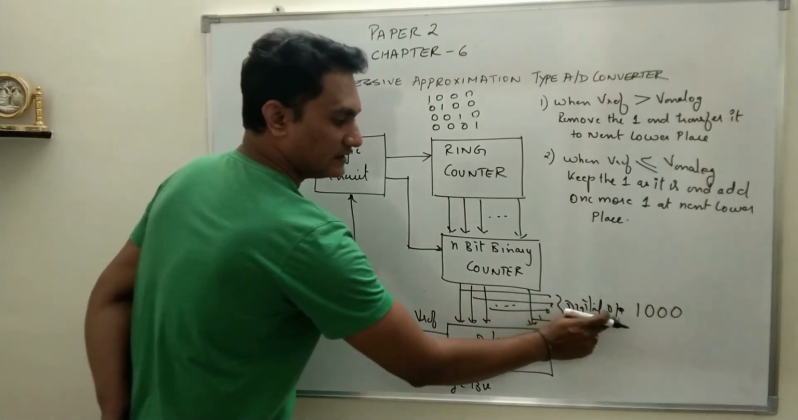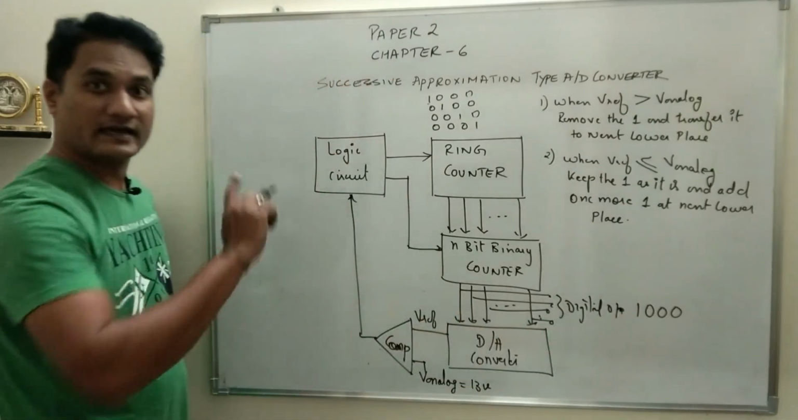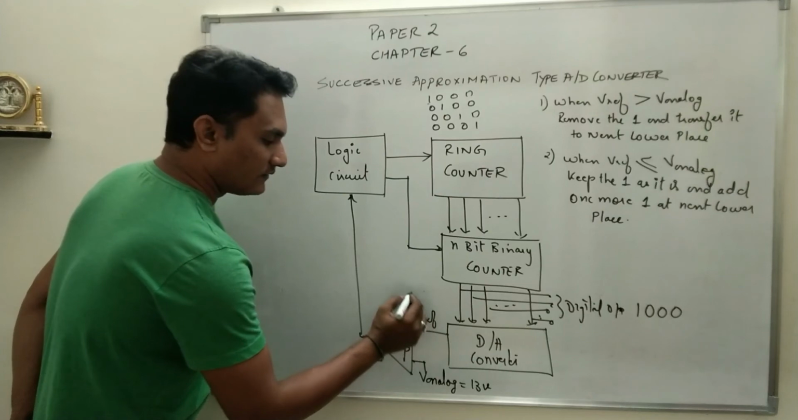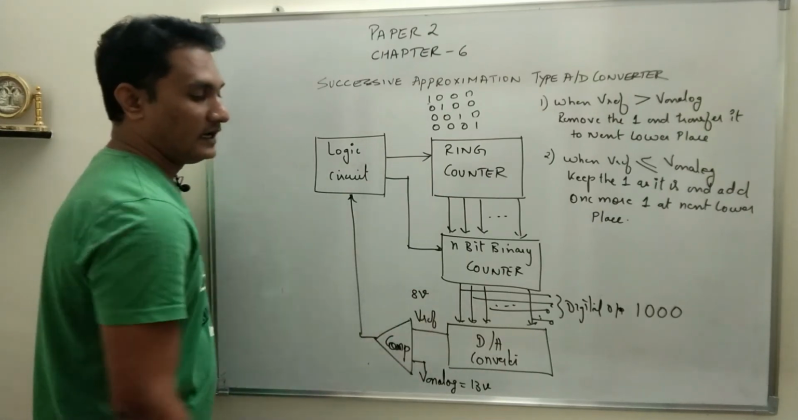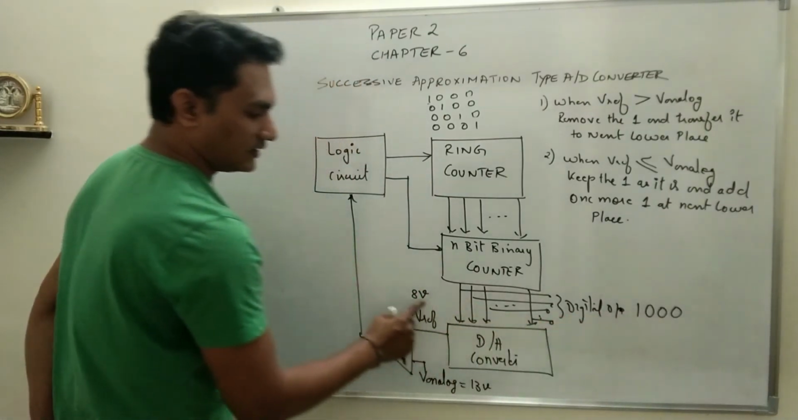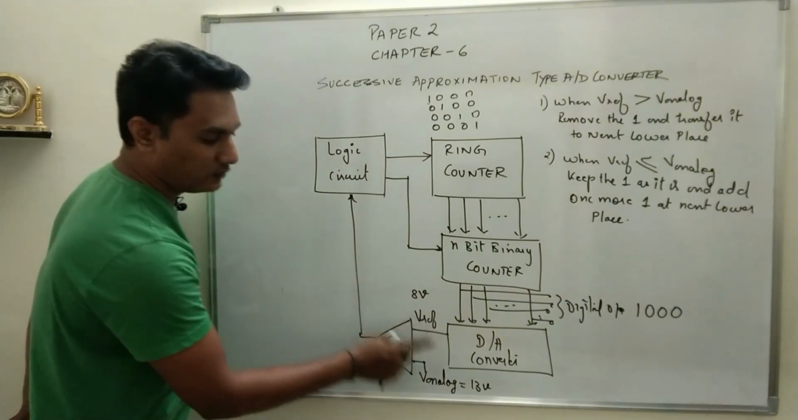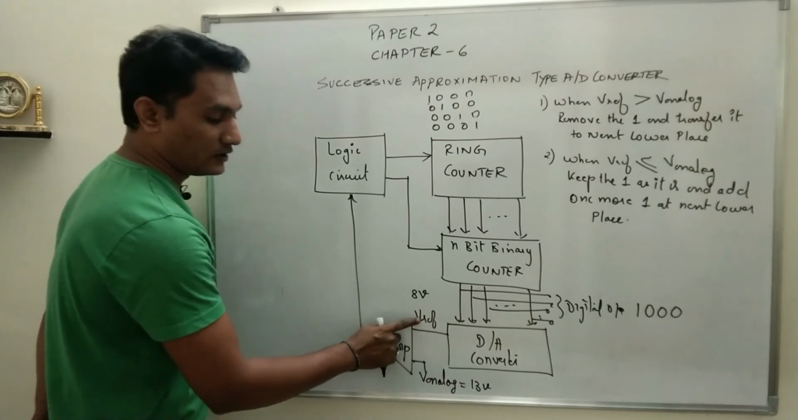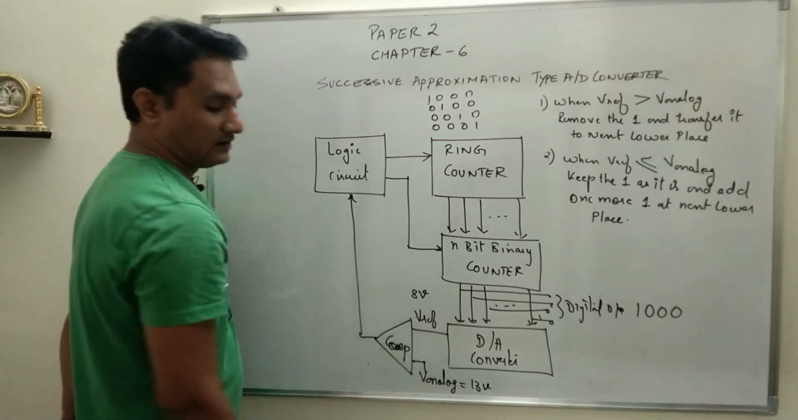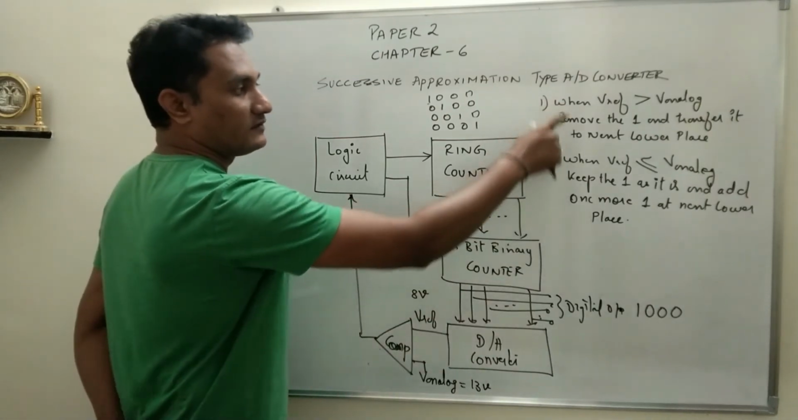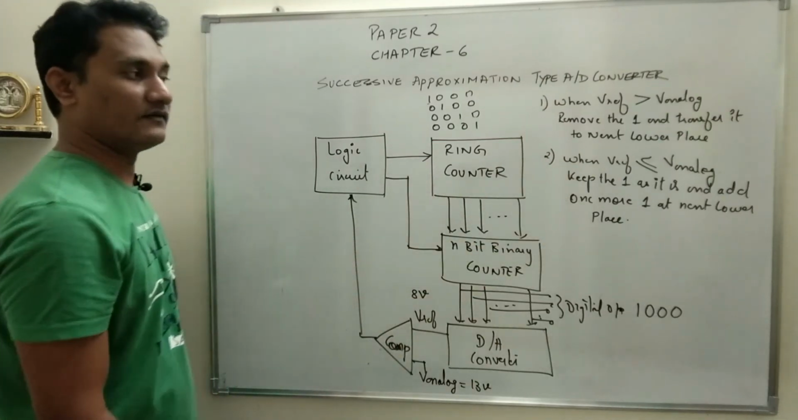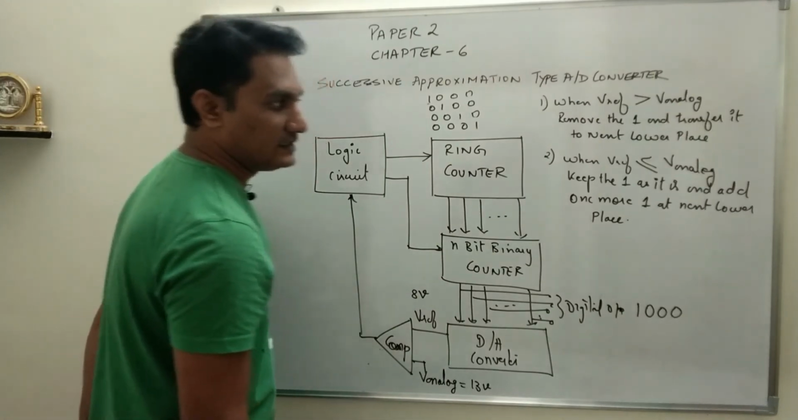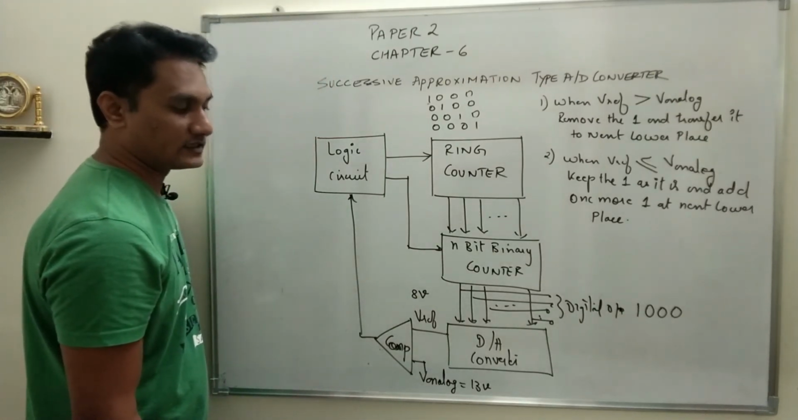So now let's say the digital output initially starts with the tree diagram which we have explained. They start with 1 0 0 0. So what is the reference voltage? The reference voltage will be 8 volt, 1 0 0 0 converted into analog voltage. So 8 volt compared with 13 volt. What is the condition? Reference voltage is less than the analog voltage. Which of the two conditions will prevail? The second one: V reference is less than V analog. So what has to be done? Keep the one as it is and add one more 1 at the next lower place.